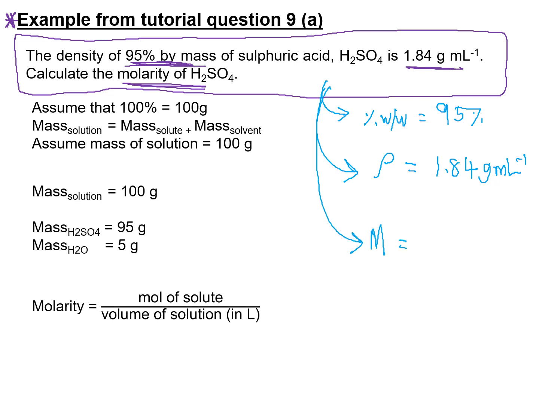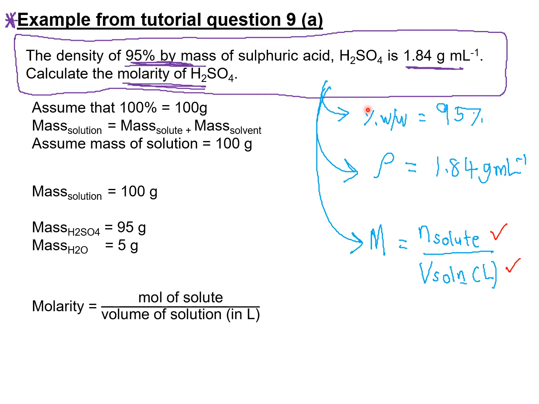Nak cari molarity, kena guna formula number of mole of solute. In this case, solute adalah H2SO4 bahagikan dengan volume of solution in liter. Okay. So, you kena tahulah macam mana nak cari number of mole of solute dengan volume of solution from the information yang dibagi daripada this question.